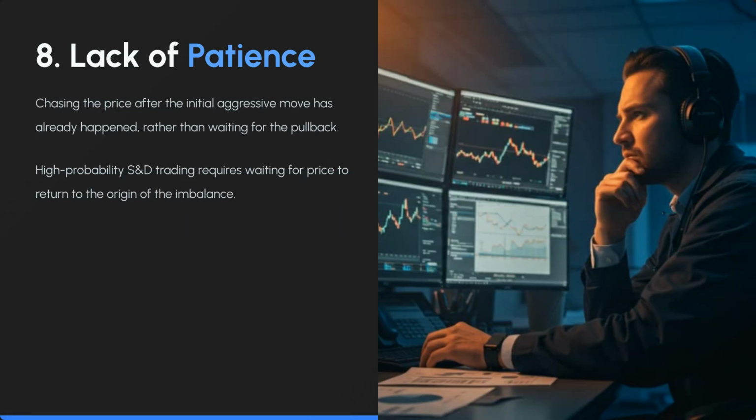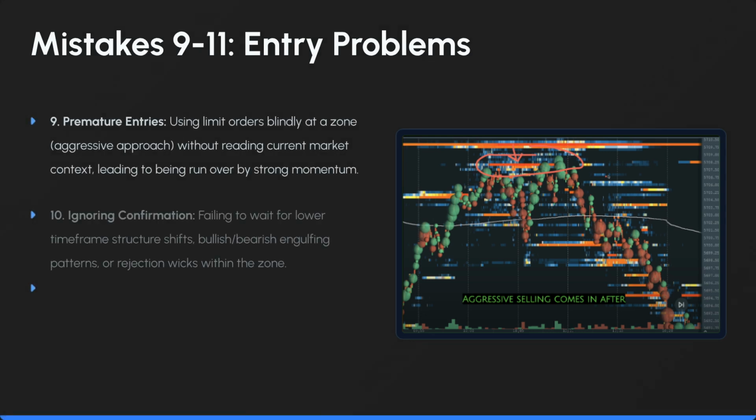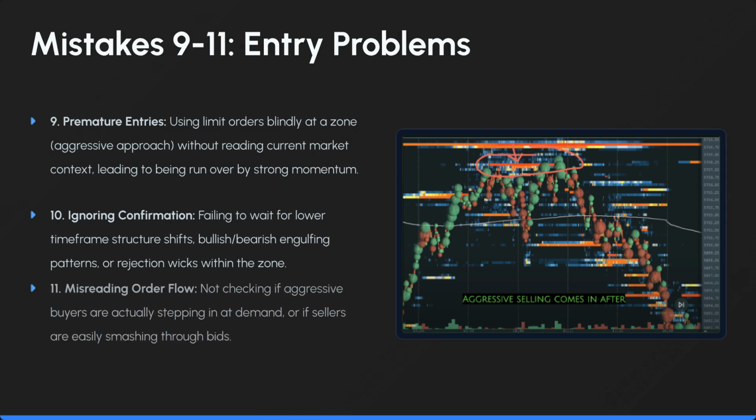Mistake number 8 is a lack of patience. Chasing price after an aggressive move has already occurred is a common error. Successful trading requires waiting for a pullback to the origin of the imbalance. Mistakes 9 through 11 relate to entry problems. These include entering trades prematurely, ignoring confirmation signals, and failing to correctly read the current order flow.